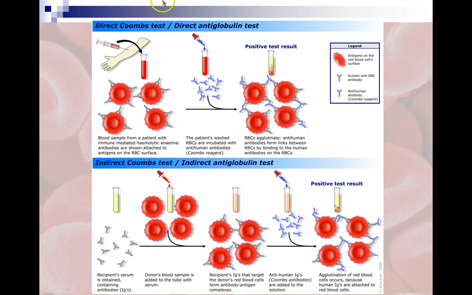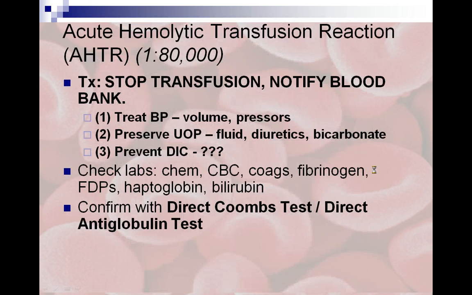So we take a sample of this patient's blood, we add some of these Coombs reagent, which again are the anti-human antibodies, and we look for agglutination. And if we see it, we know that there's some sort of an antibody-antigen thing going on inside the patient as a result of receiving these donor blood cells. So we confirm an acute hemolytic transfusion reaction with a direct Coombs test.